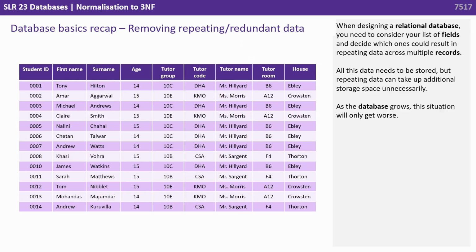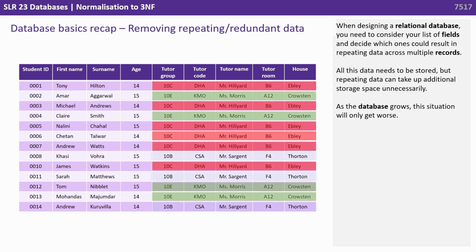When designing a relational database, you need to consider your list of fields and decide which ones could result in repeating data across multiple records. All this data needs to be stored, but repeating data can take up additional storage space unnecessarily. As the database grows, the situation will only get worse.